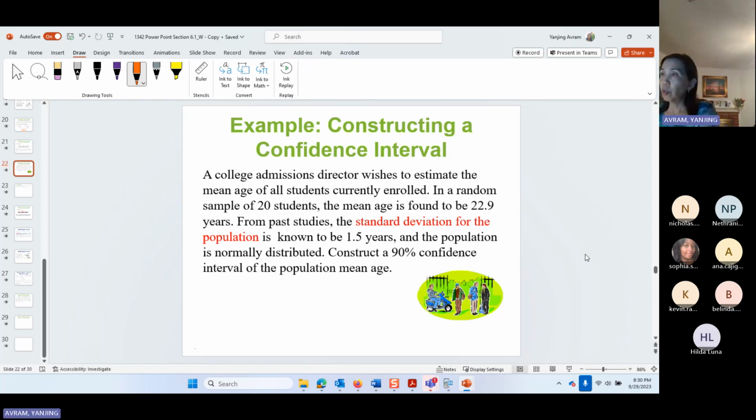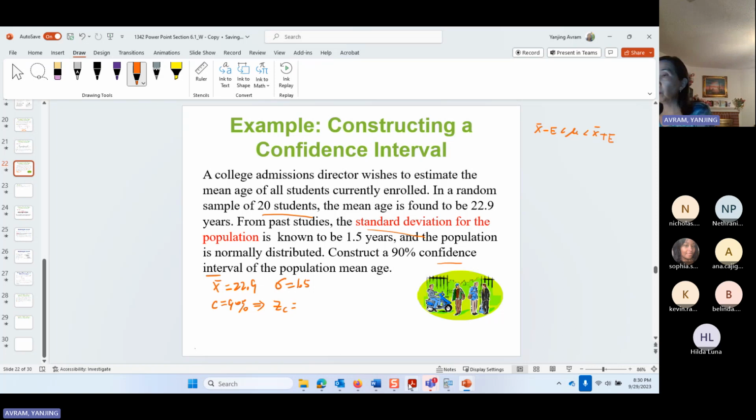Remember the confidence interval: the left side is x bar minus E, and the right side is x bar plus E. I already have x bar here. The sample mean for 20 students is 22.9 years. And sigma, the standard deviation for the population, is 1.5. My c here is 90%. So what does this c mean? That means I can find a critical value to calculate the margin of error.